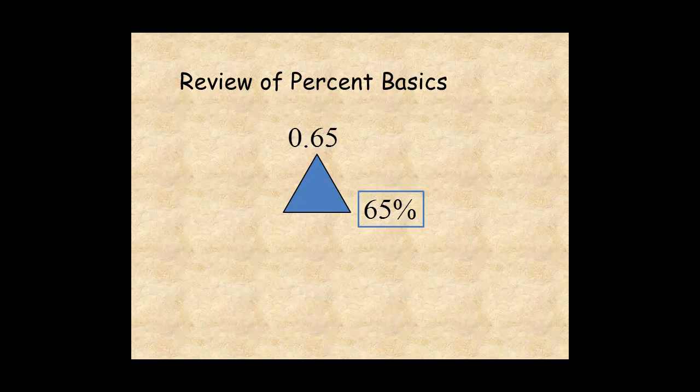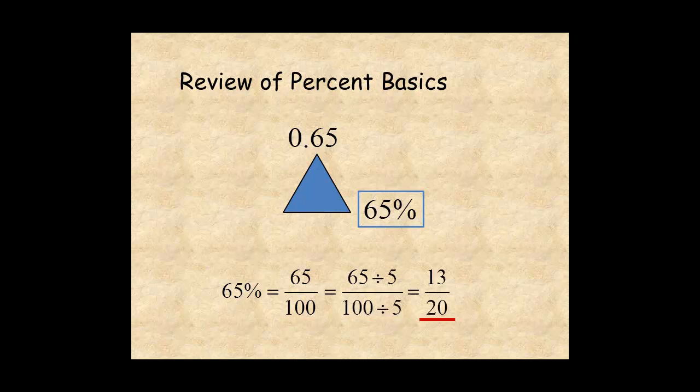Next, rewrite 65% as 65 over 100. Then simplify the fraction by dividing the numerator and the denominator by a common factor of 5. And you have 13 over 20. So 65% is also equivalent to 13 over 20.